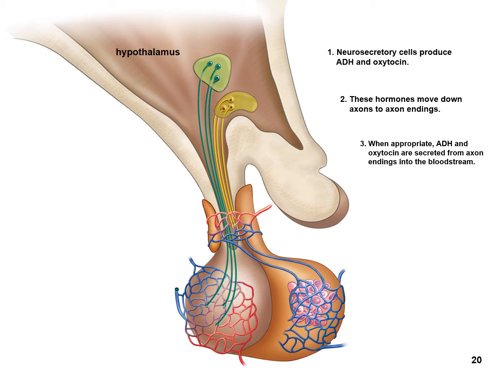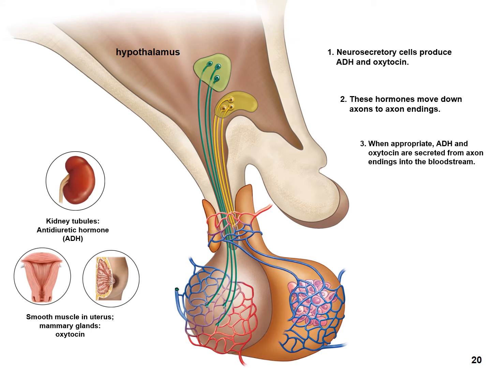So what's going to happen there is once they're in the bloodstream, they're going to be able to affect specific tissues, cells, and organs that have the receptors for these hormones. So you can see here that kidney tubules have receptors for antidiuretic hormone. What that's going to do is it's going to cause them to retain water. And we'll see more detail on this mechanism a little later on in this PowerPoint.